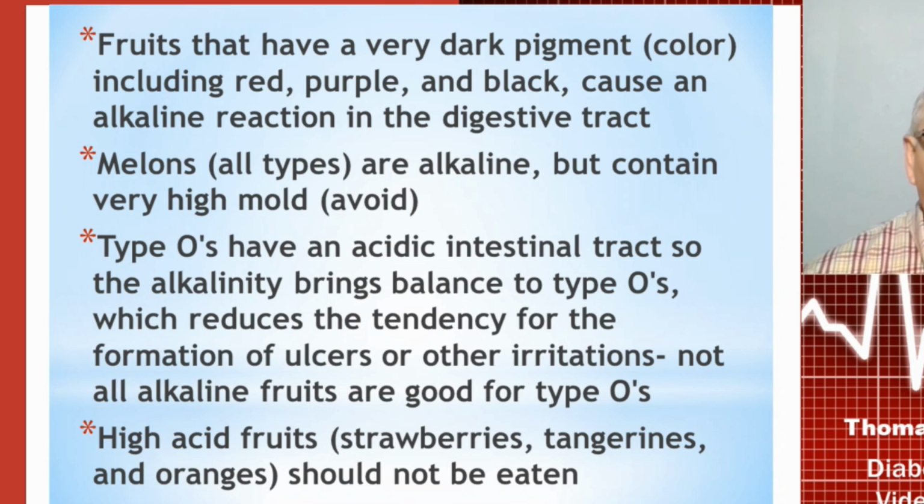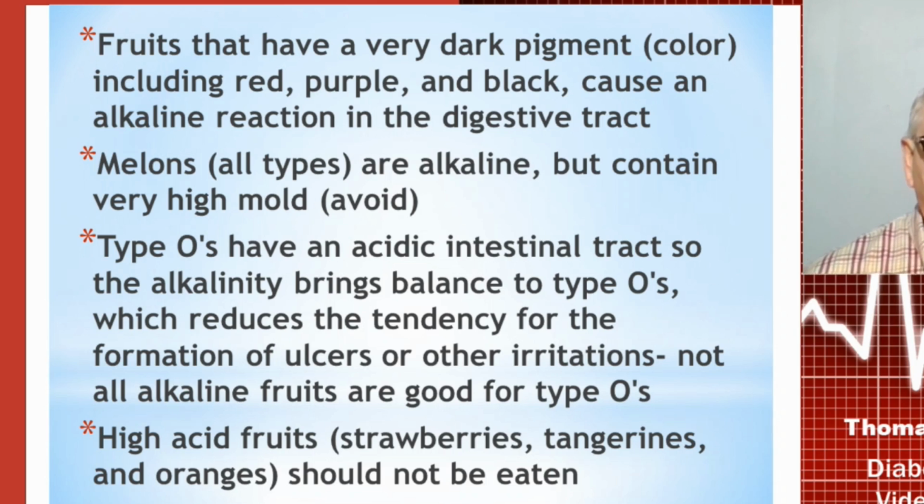Fruits that have very dark pigment, that's the color, including red, purple, and black, will cause an alkaline reaction in a type O's digestive tract. Melons of all types are alkaline, but contain very high mold, so they should be avoided. Type O's have an acidic intestinal tract, more acidic than others, so the alkalinity brings balance to type O's, and it will reduce the tendency for the formation of ulcers or other irritations.